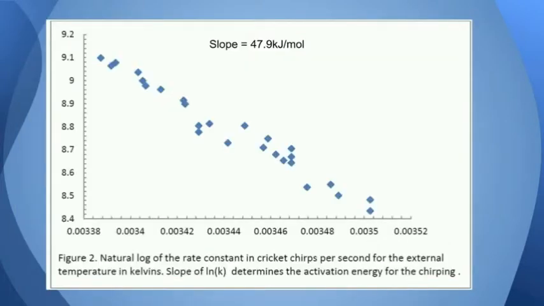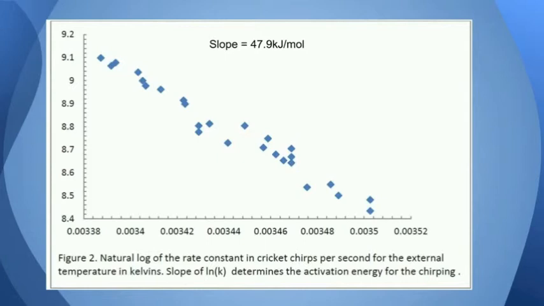So in finding the activation energy, this graph shows the linear relationship between the natural log of the rate constant and temperature. Using the data, we can follow the equation change in y over change in x. This equation makes the slope negative 5,756.876. From this point, we multiplied the negative gas constant of negative 8.314. This will give us the activation energy of the cricket's chirping.